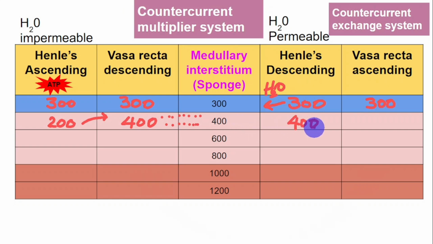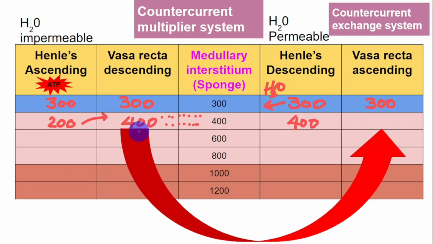Now see what will happen. This 400 milliosmoles will slowly move and reach in the ascending limb of Vasa recta. It will take up water and then it will reach somewhere around 350. So with every passage, little bit of extra ions and water is taken up by Vasa recta. And this is called the countercurrent exchange system. So there will be net movement of ions out from the Vasa recta.